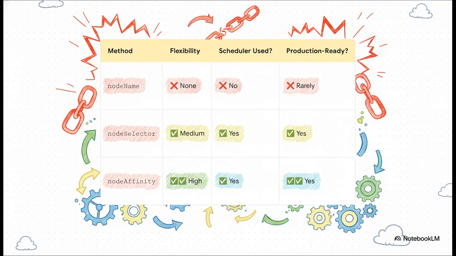Then we have nodeSelector. Now this is a good start. It lets you target nodes with specific labels, and it works with the scheduler. But the real powerhouse, the one you want to learn, is Node Affinity. It's incredibly flexible, it's fully integrated with the scheduler, and it is the gold standard for production workloads.